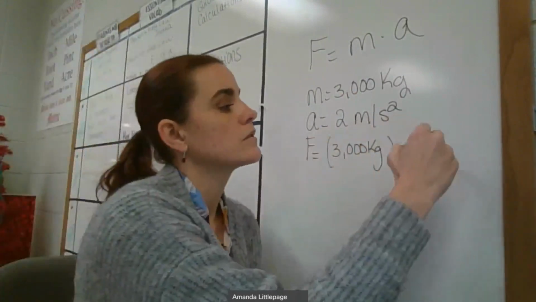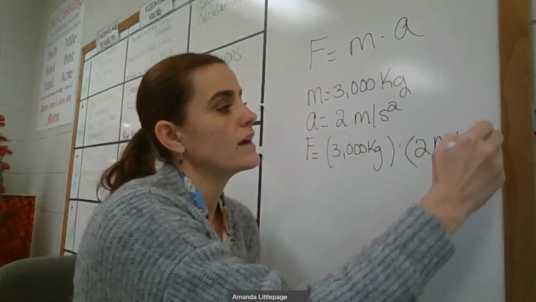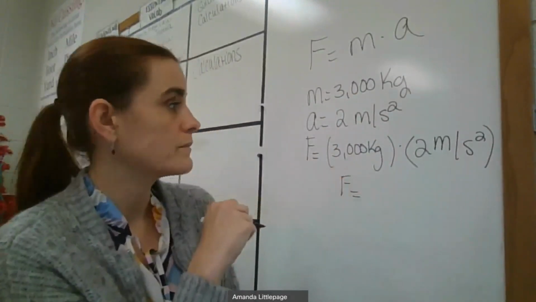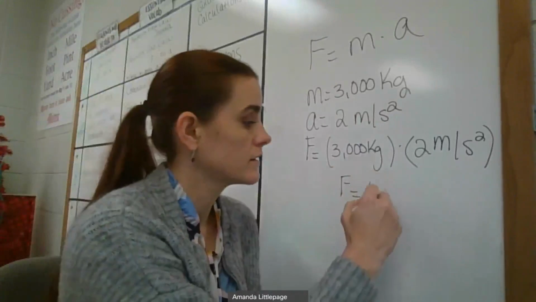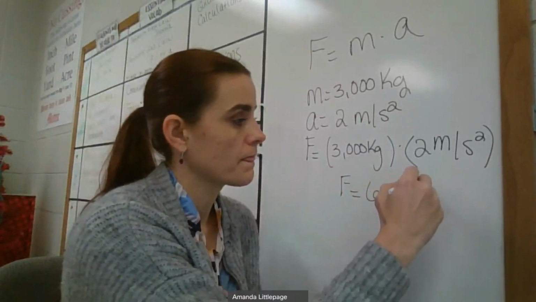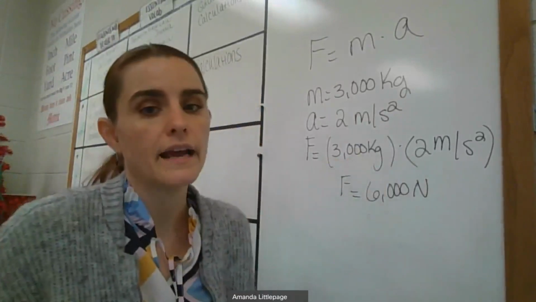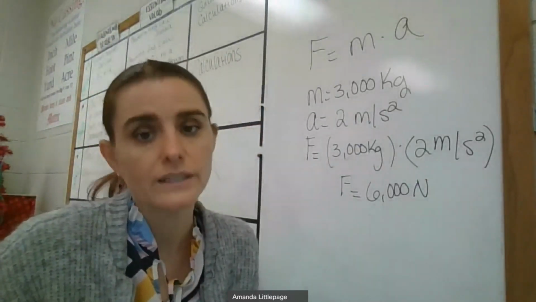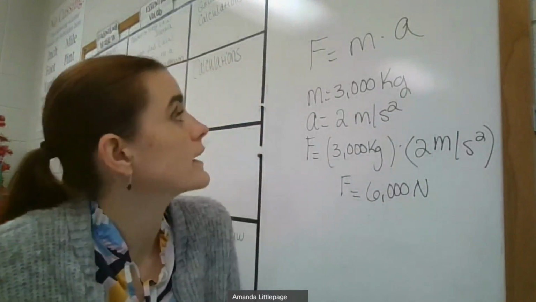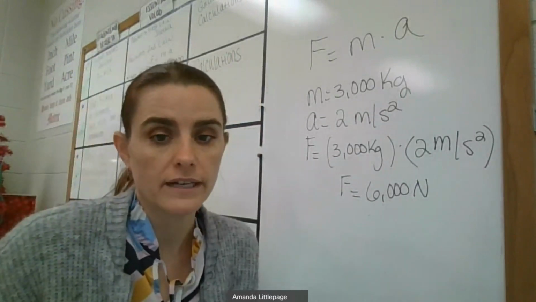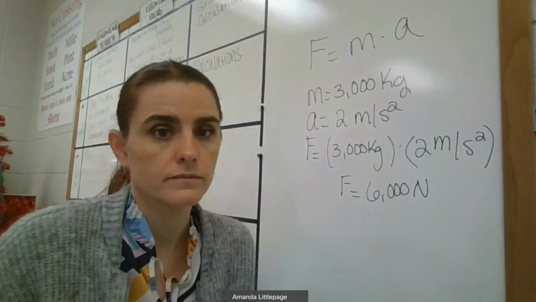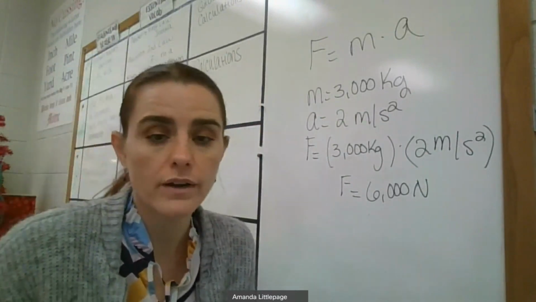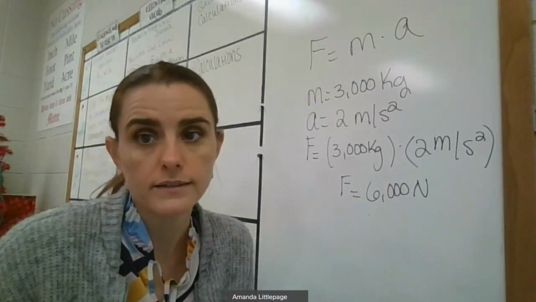Times 2 meters per second squared. So 3 times 2, that's 6,000. So we have now applied a force of 6,000 newtons to that particular object. Okay, that is the force required to accelerate a car at that rate. All right, so that was number 1 on the worksheet, practice.